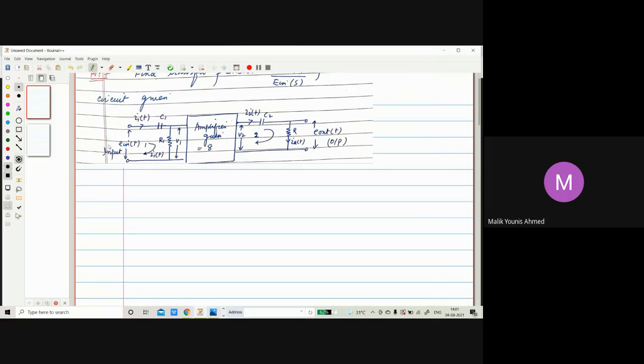Okay, there is an input side. You can see E in, E in of t in time domain. Then there's a current in input side. There's a loop second, and there's a current in the output side also. And we can see the current flowing is I2 of t. Capacitors are on both sides, and we are getting the input signal as well as the output signal.